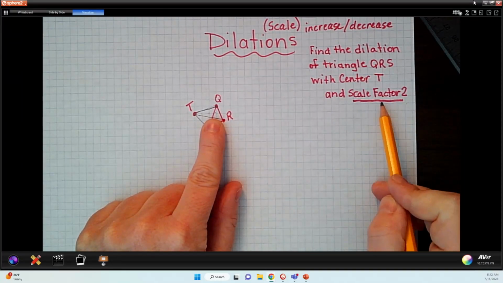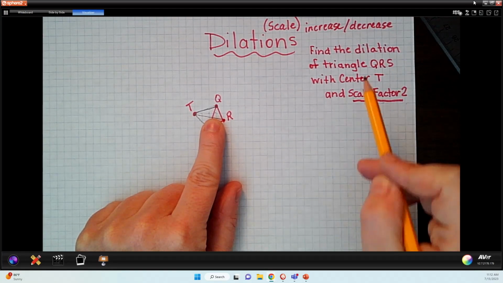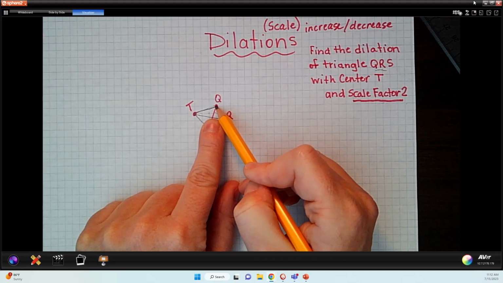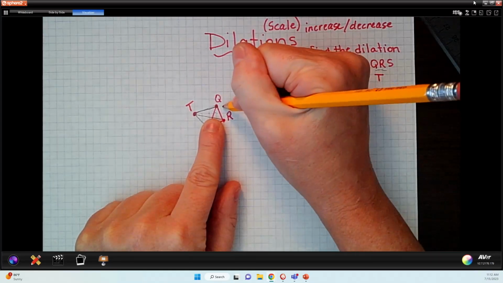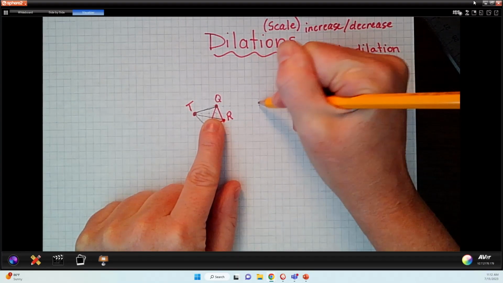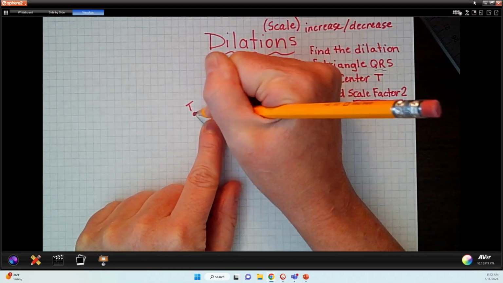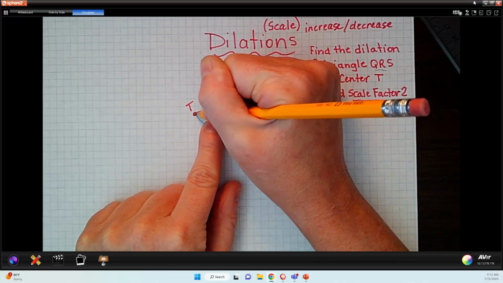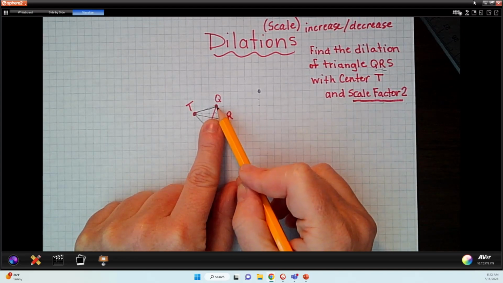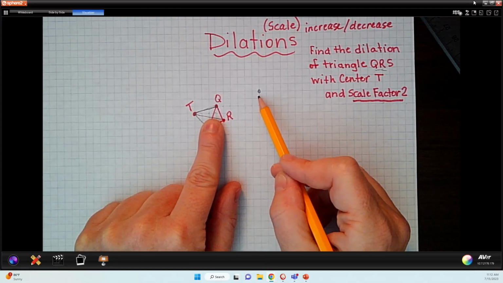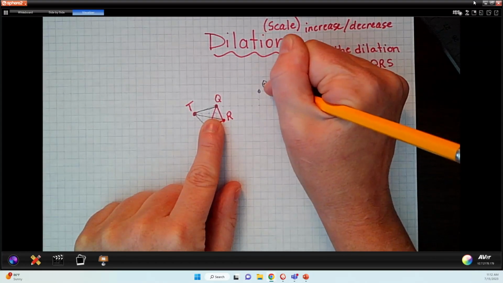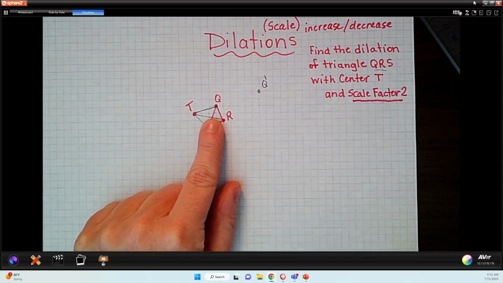So if I want to use a scale factor of 2 and I want to enlarge this shape, I need to take this point and go over 1, 2, 3, 4, 5, 6, and up 2. If the distance from T to Q is over 3 and up 1, if I'm doubling that, I need to go over 6 and up 2. Okay, so this is going to be my copy of Q. And I'm just going to label it.